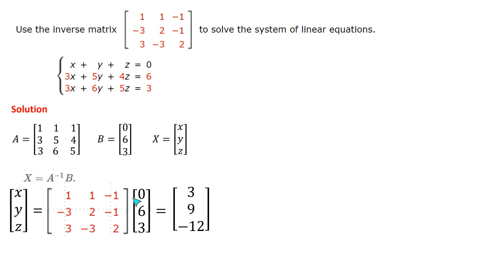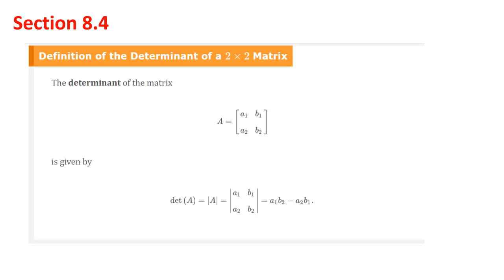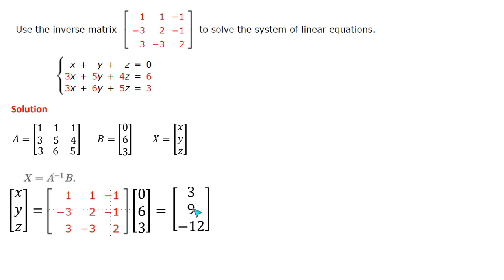So 1 times 0 is 0, 1 times 6 is 6, and negative 1 times 3 is negative 3. So if we add all that, we get 3. And then the next row, negative 3 times 0 is 0, 2 times 6 is 12, and negative 1 times 3 is negative 3. So 12 plus negative 3 is 9. And then the last one, 3 times 0 is 0. Negative 3 times 6 is negative 18. And then 2 times 3 is 6. So we get negative 12. Okay, so that was our solution. X equals 3, Y equals 9, and Z equals negative 12.